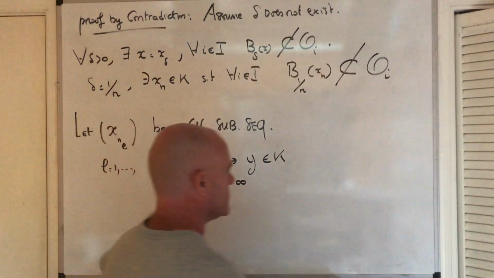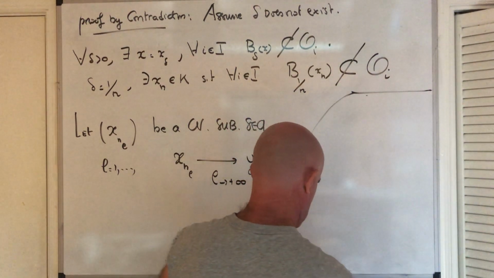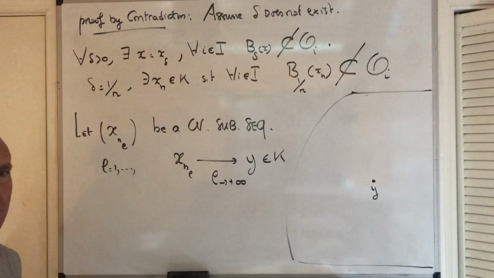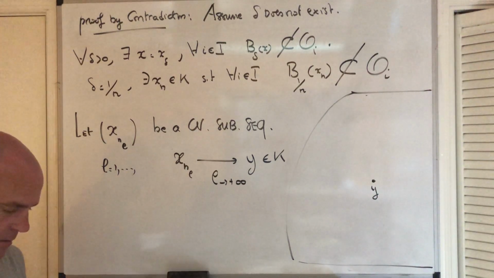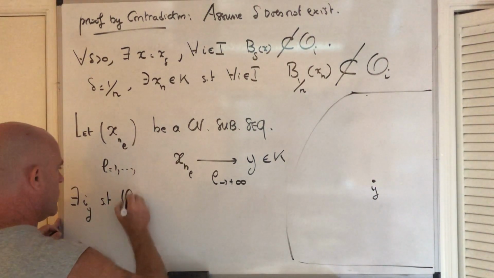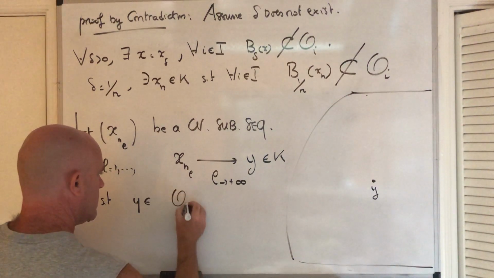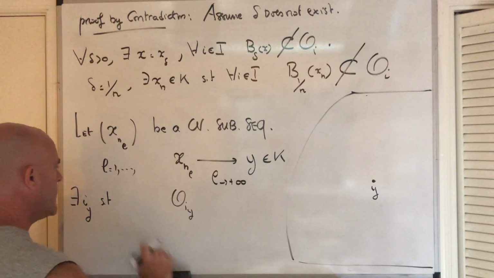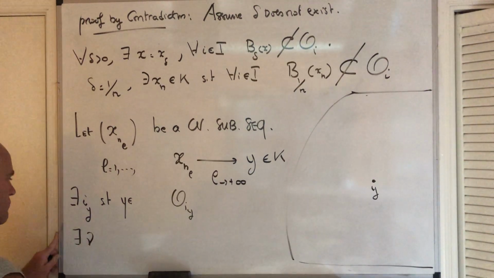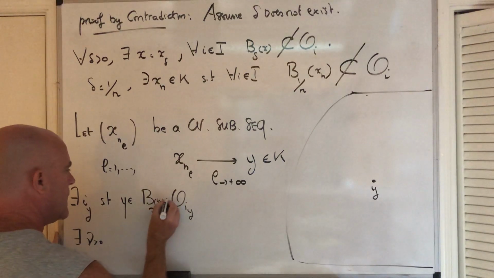Now let's make a picture. So let's say this is K, like this. This is y, the point where the sequence converges. Now for y, there exists certainly an i_y such that y belongs to O_{i_y}. That's quite clear. And I can even do better. There also exists a nu positive such that the ball centered at y and of radius nu is included in this O_{i_y}.